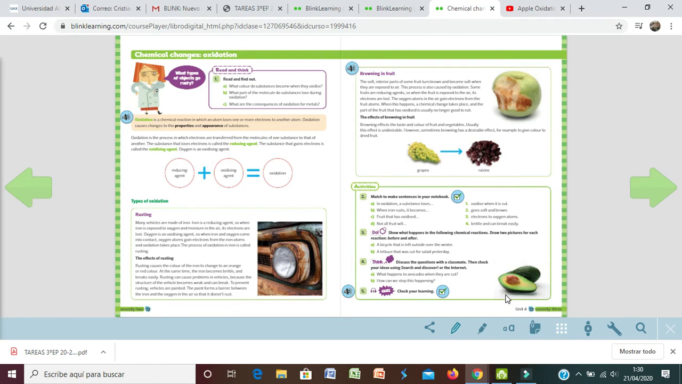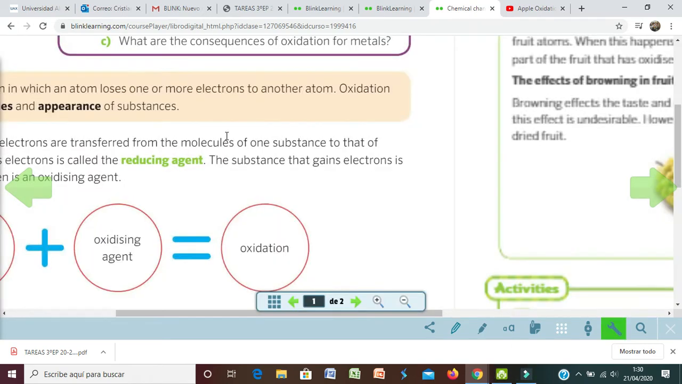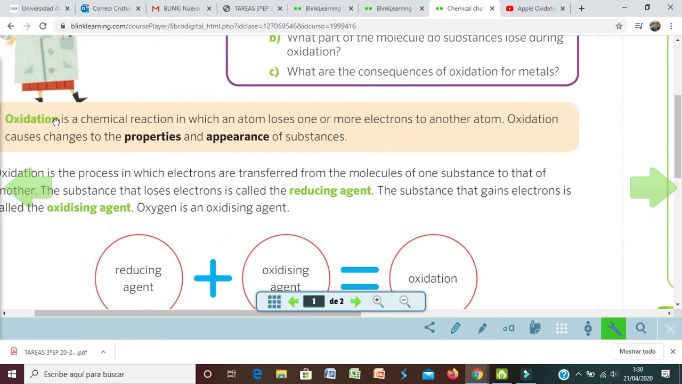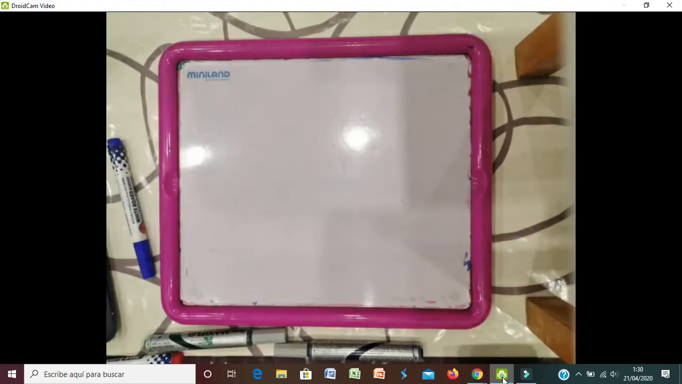So I'm going to read it through. Oxidation is a chemical reaction in which an atom loses one or more electrons to another atom. Oxidation causes changes to the properties and appearance of substances. Here we have the word atom, and we have here the word electrons. To understand this, I'm going to review a little bit what is an atom.